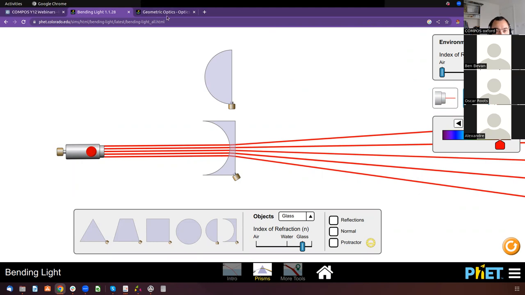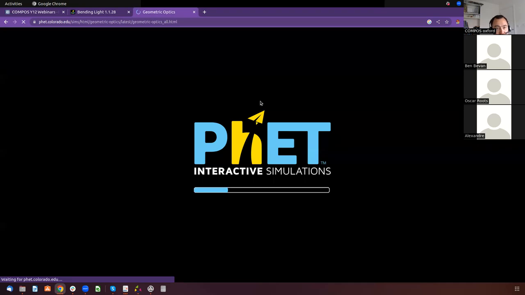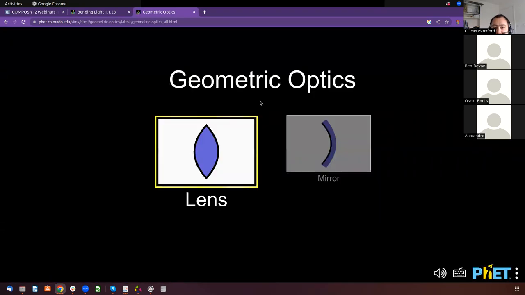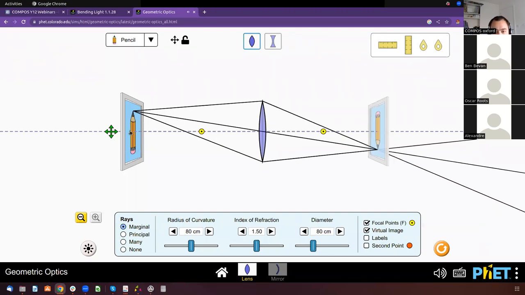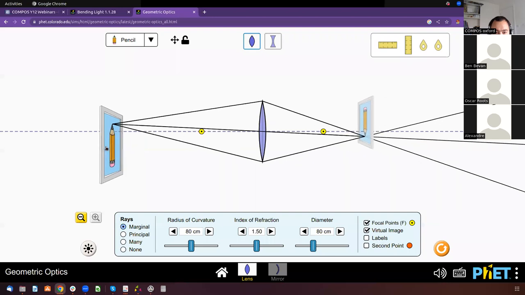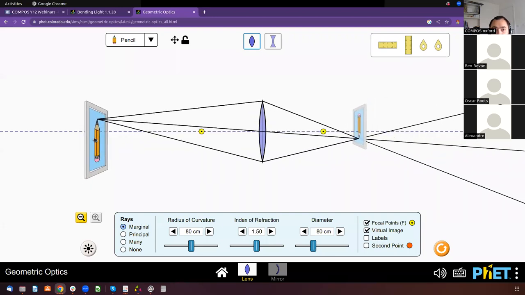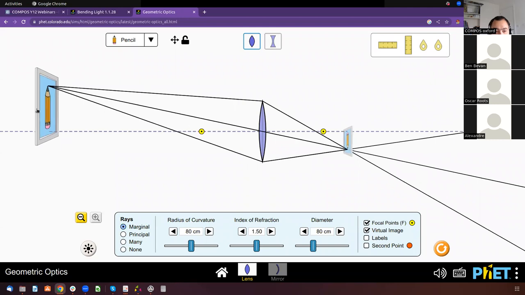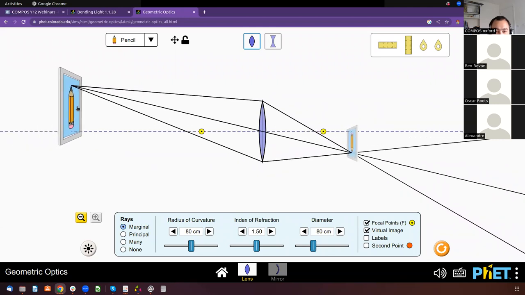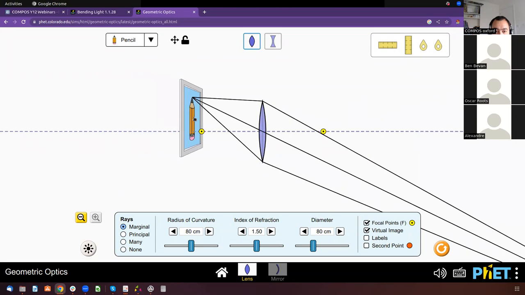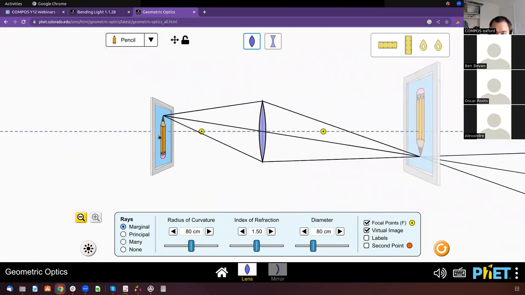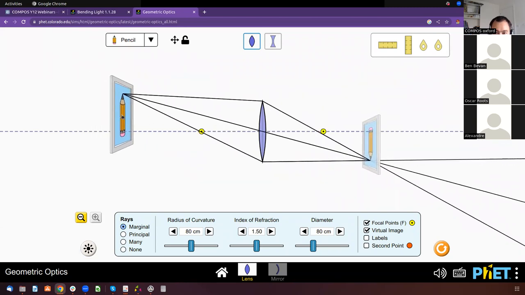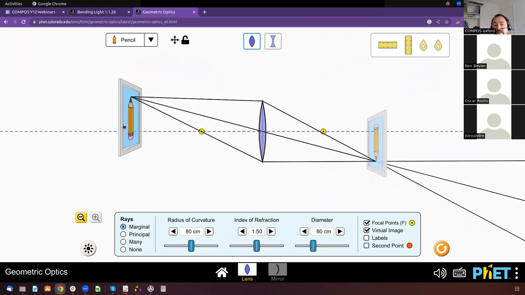The geometric optics bit, let me just load this. They've made an HTML5 version of it, which is brilliant. Lenses. So here we are. We have an object, and we have the image of that object. Okay, that's pretty neat.